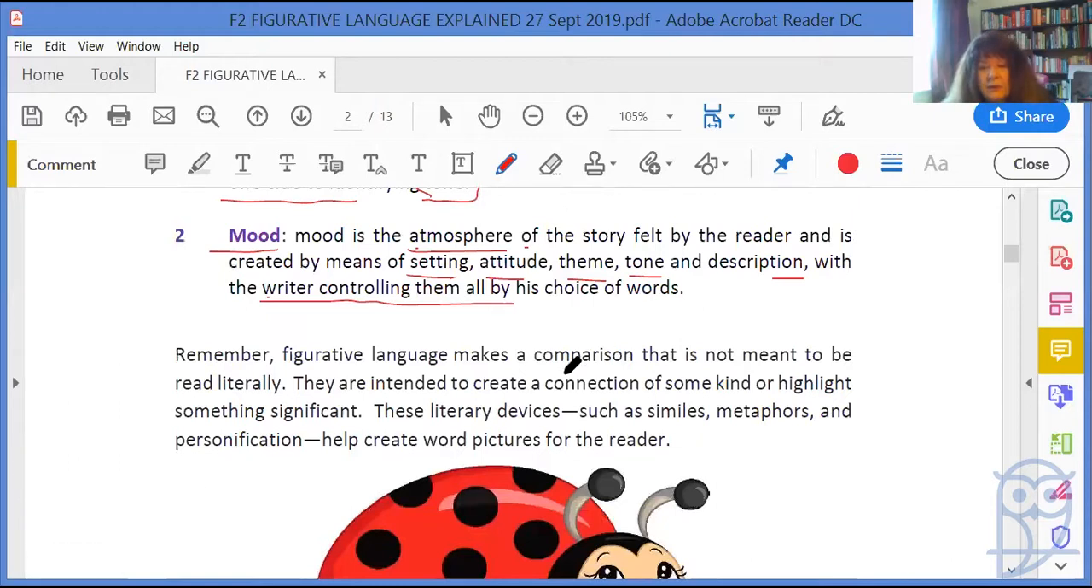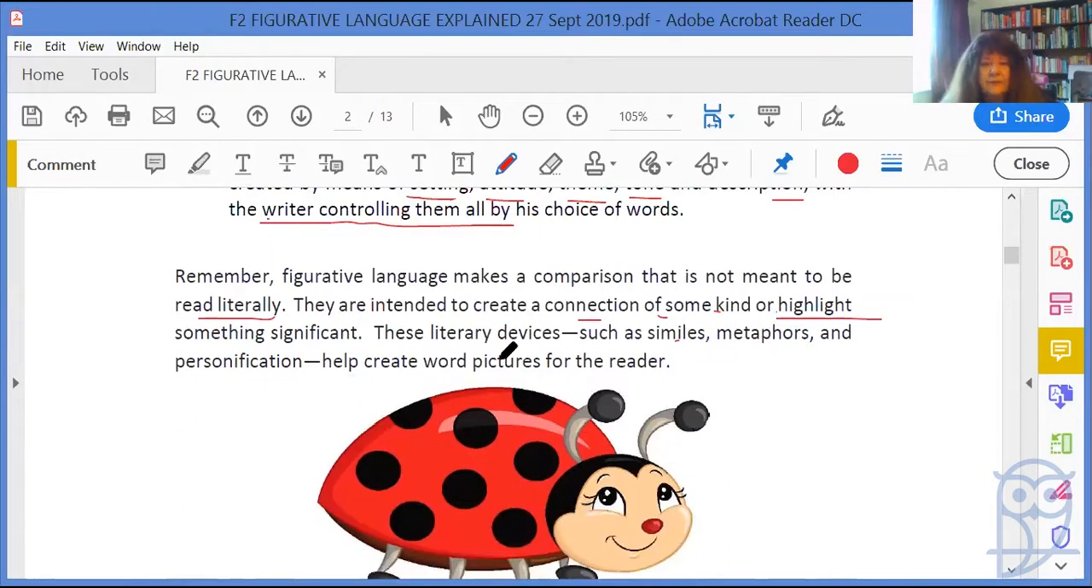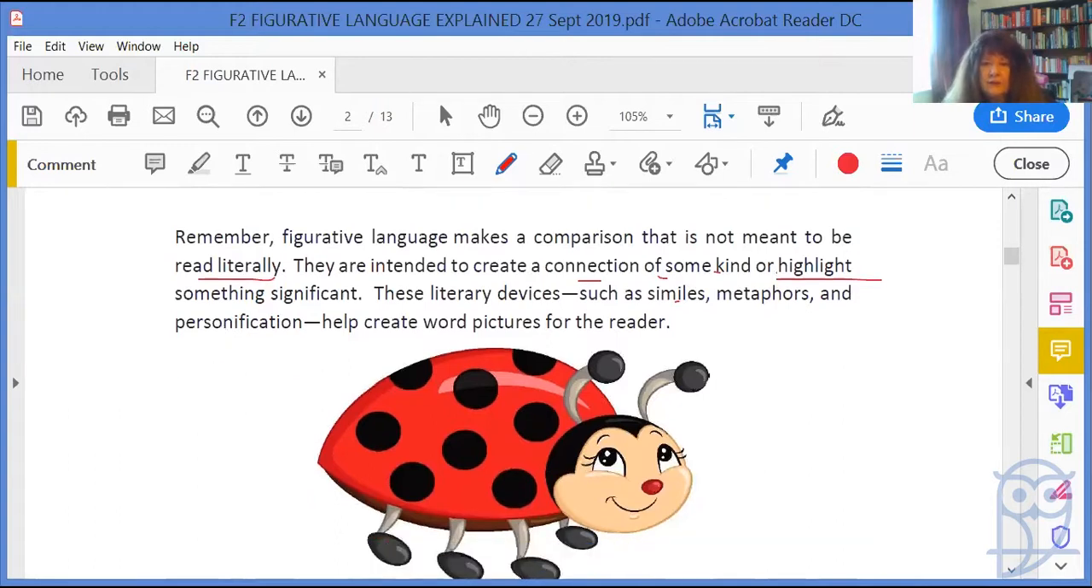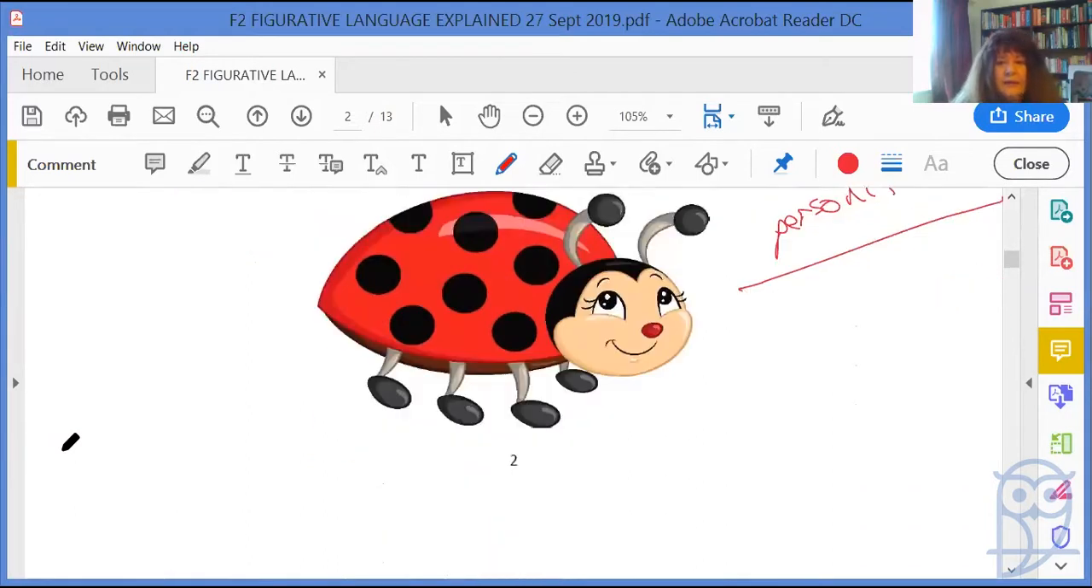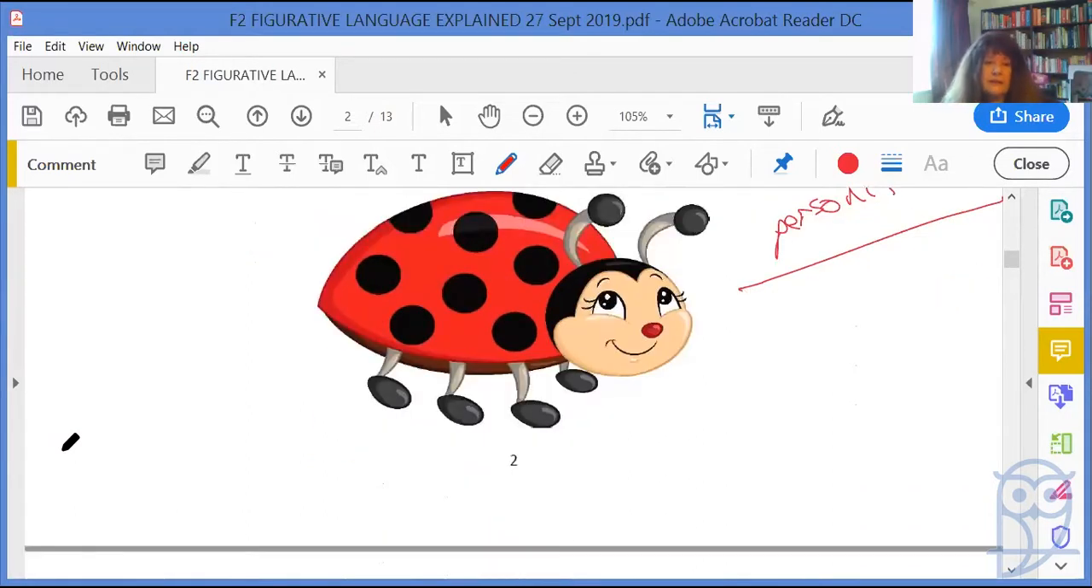Remember, figurative language makes a comparison that's not meant to be read literally. The words on the page don't mean the same thing. They are intended to create a connection of some kind or highlight something significant. So the literary devices like similes, metaphors, personification help create word pictures for the reader. Again, here's another example of personification. Have you ever seen a ladybug with a face, with nice false eyelashes, a nose, and a smile? No, we've attributed human qualities to a ladybug. So personification there, straight in front of your eyes. Okay, let's look at some of those figures of speech in more detail.